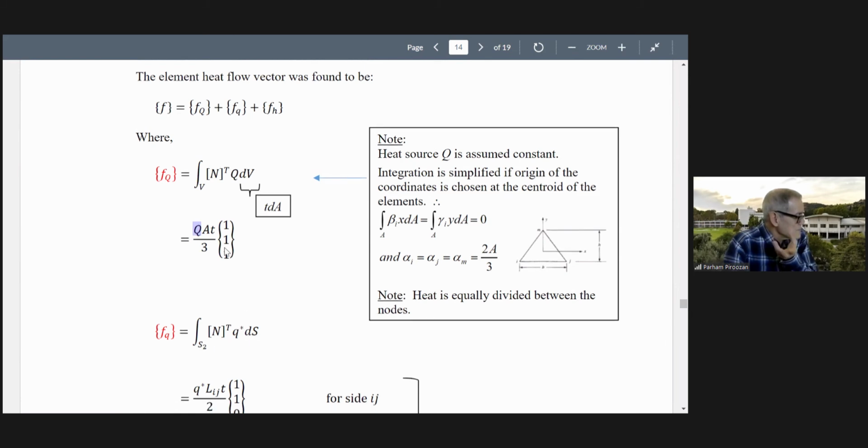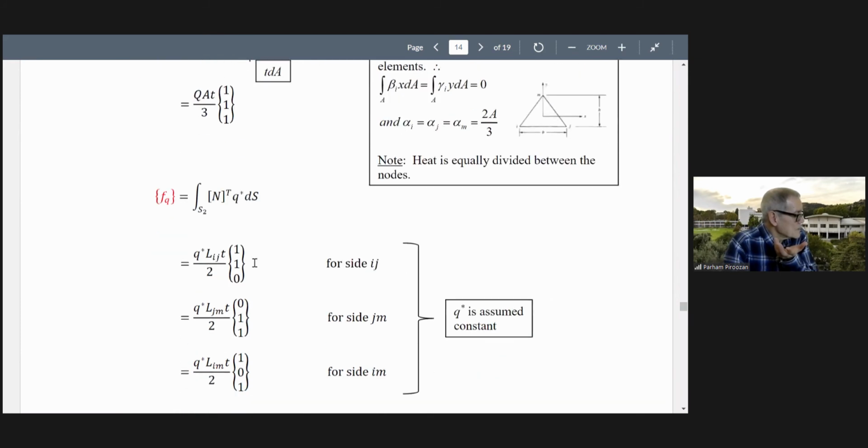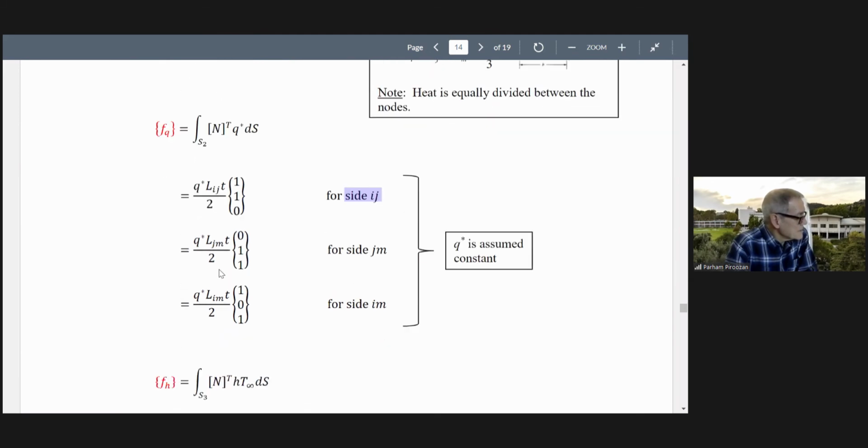It is given by this, very similar to this one. It's actually the same, replacing this with heat flux per area here. So the result of this would be this one, but it depends again on which side. If it is along side ij, then use this one. Along side jm, it is given by this, and along side mi, it is given by this.